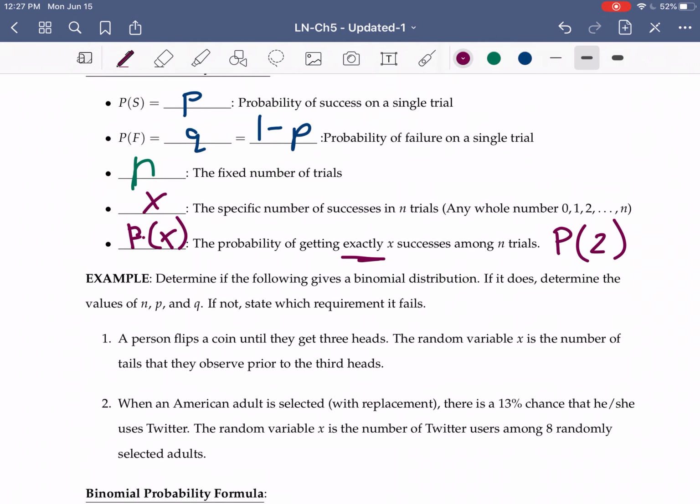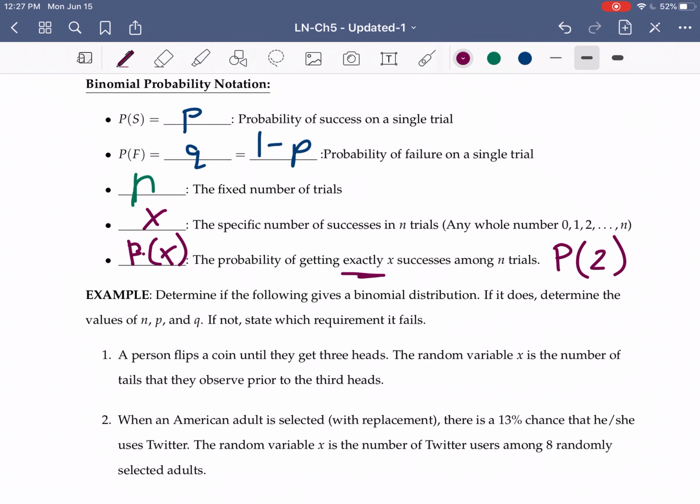All right, so let's look at this. Determine if the following gives a binomial distribution. If it does, determine the values of n, p, and q. If not, state which of those 4 requirements it fails. A person flips a coin until they get 3 heads. The random variable x is the number of tails they observe prior to the 3rd heads.